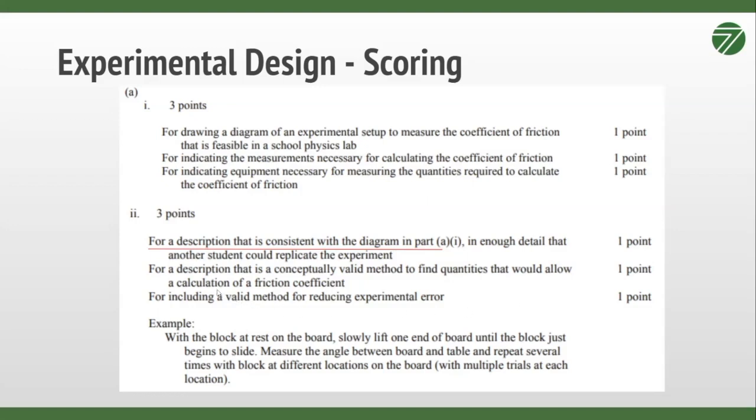Okay, so you also get a point for description that is conceptually valid with the methods to find quantities that would allow calculation of a friction coefficient. So that's kind of like one of the points above. But this is more mentioning that you know the concepts involved more than the implementation. And then 1 point for indicating a valid method for reducing experimental error. Okay, and there's always a point for reducing experimental error.